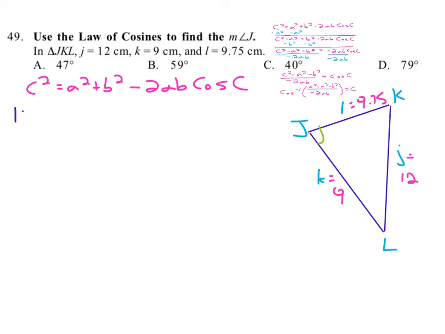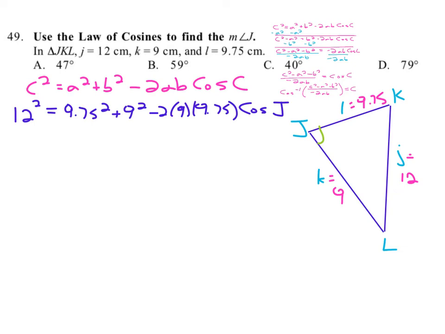We're going to say then 12 squared, because that's opposite from the angle J that we are looking for, equals the other two sides, 9.75 squared plus 9 squared minus 2 times 9 times 9.75 cosine C. Or really, instead of saying it's cosine C, we actually know what angle it is. It's J, so we'll call it cosine of J. Got it? Now we're going to sort out these numbers.